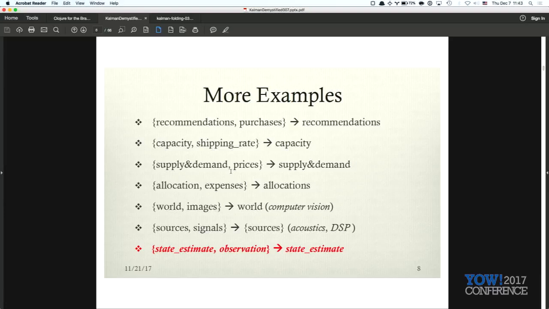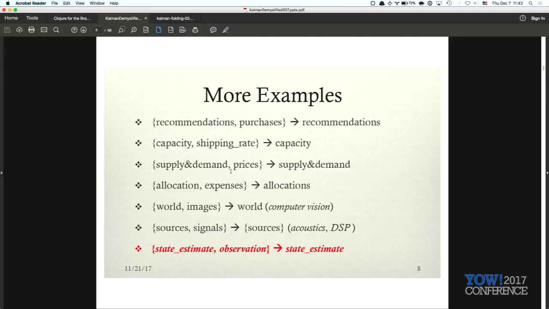You want the shipping rate and a, what do they call this, fulfillment supply chain. You want to know the theoretical capacity of your supply chain, but you can only observe the shipping rate. You have a model that goes the other way. If you knew the capacity, you could predict the shipping rate. You observe the shipping rate and solve for the capacity.